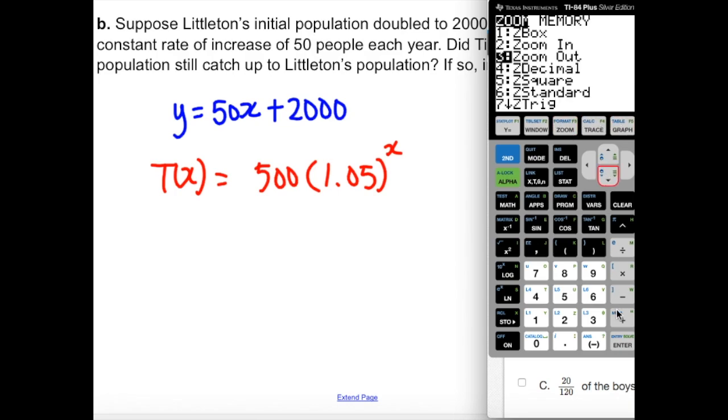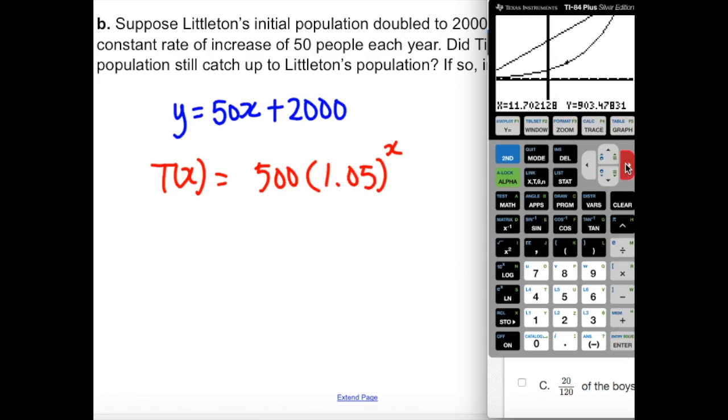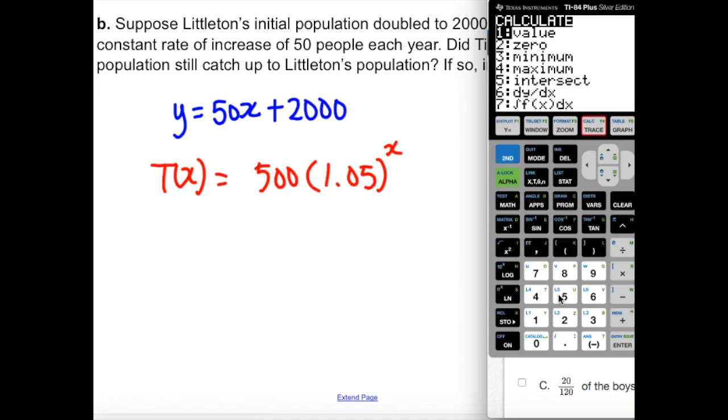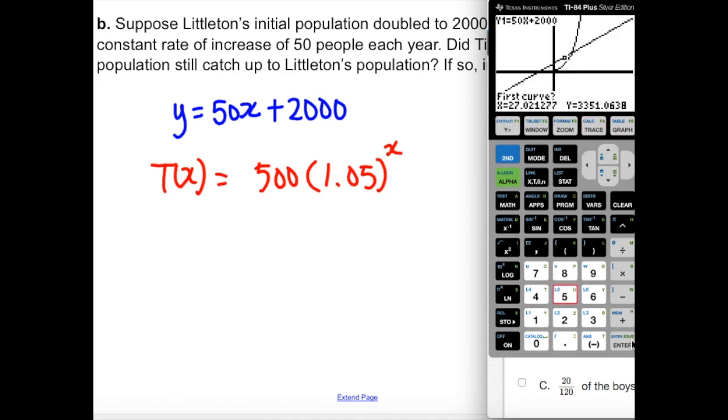I'm going to hit zoom again, zoom out. I want to see just the first quadrant. That's all I'm interested in. Positive values. If I move with the arrow and then zoom out, that's my intersection. So second, calc or trace button, and then number 5, intersect. First curve, they ask you, it's already near the intersection. Second curve, enter, and then guess, enter.